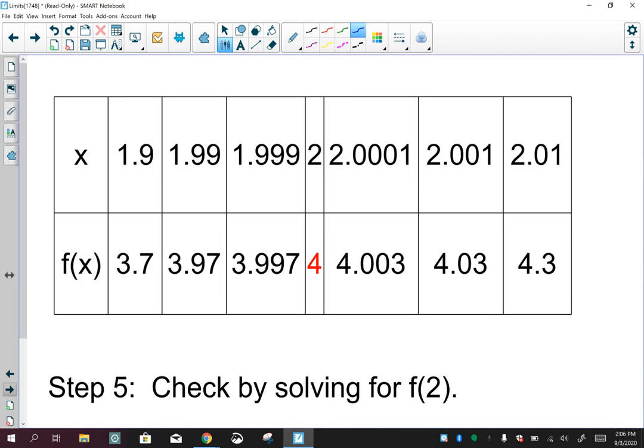And then now you can check. So sometimes you're going to be able to, sometimes you may not be able to.